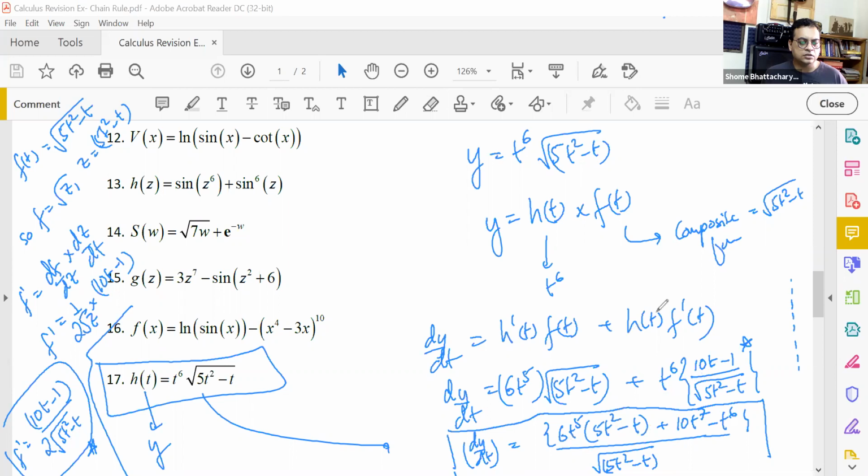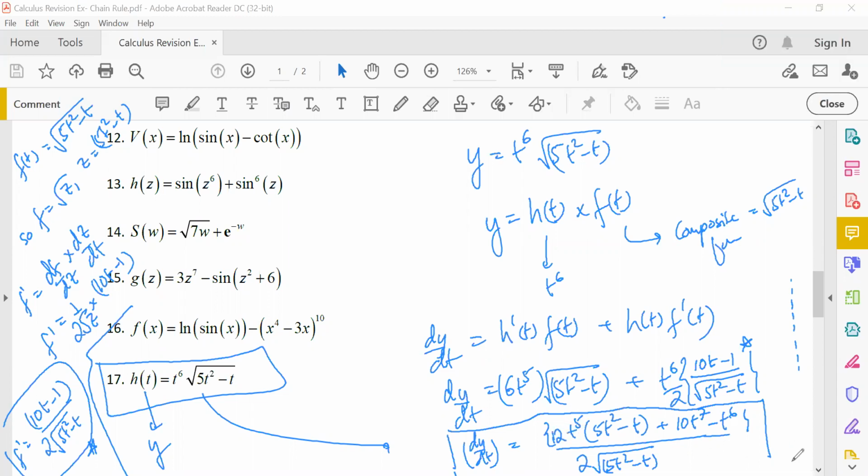So I can put the 2 here. Later that 2 will come here, but this will become 6 into 2. So this coefficient here should become 12. So it's correct now. Just check. Yes, sir, it's correct.